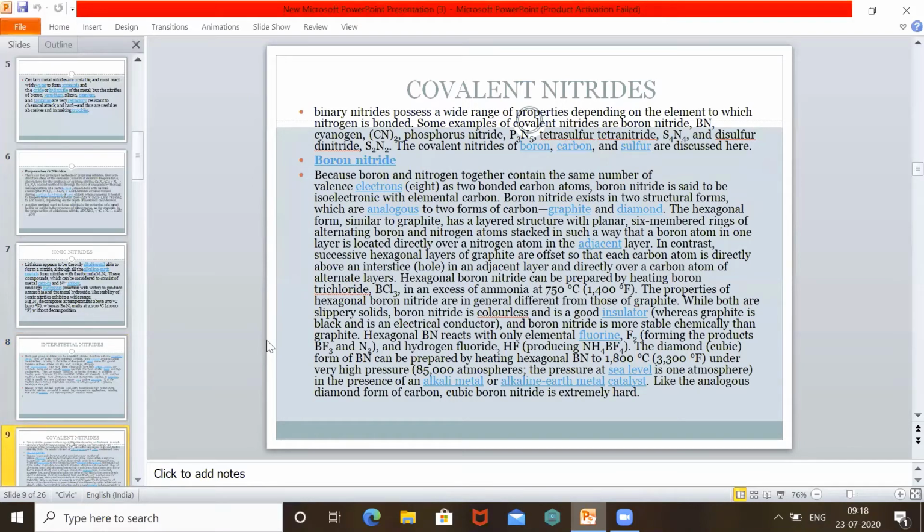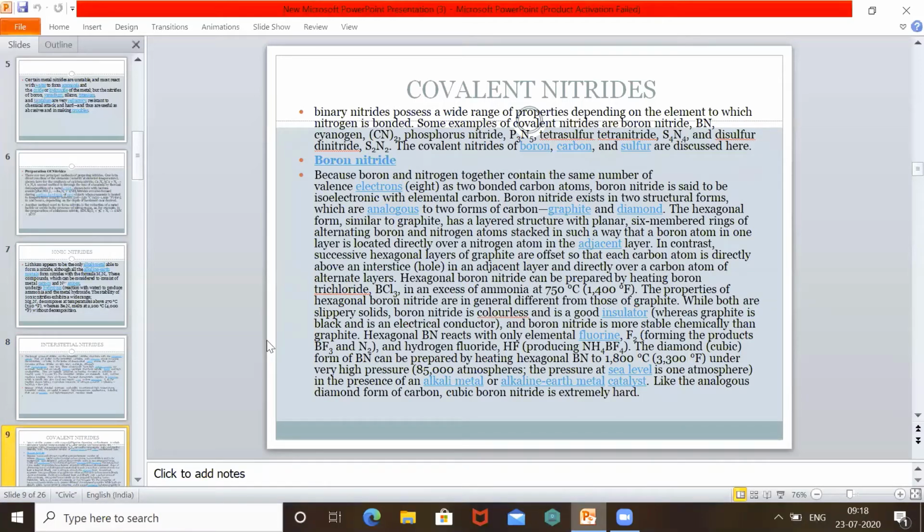Next we have covalent nitrides. A majority of the compounds, the non-metals, form covalent nitrides. When we are talking about covalent, the electronegativity will not be very low. The other element will be nearly similar. So they possess a wide range of compounds. Boron nitride and sulfur nitride are the best examples.